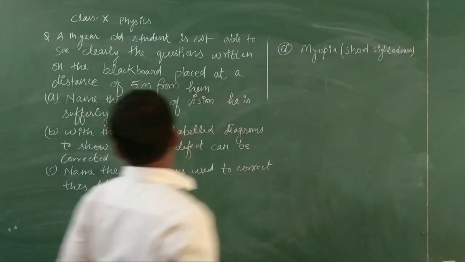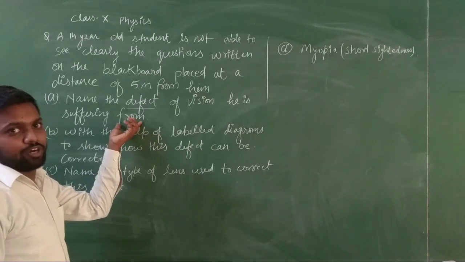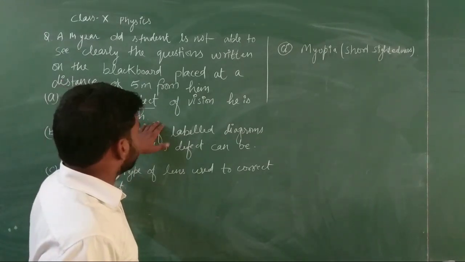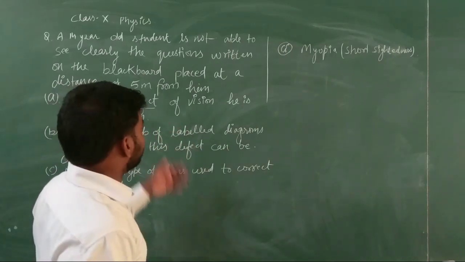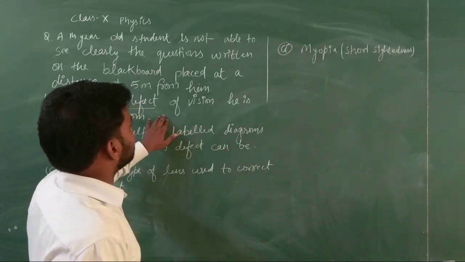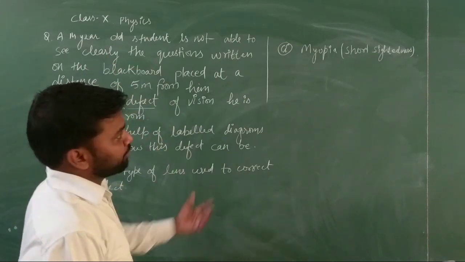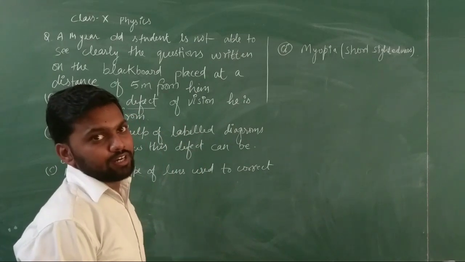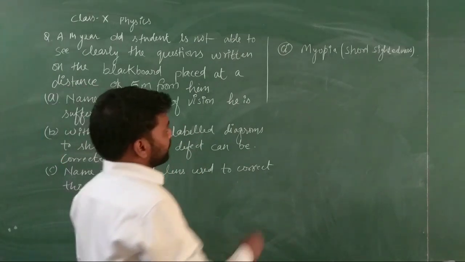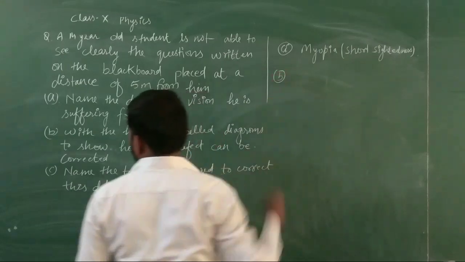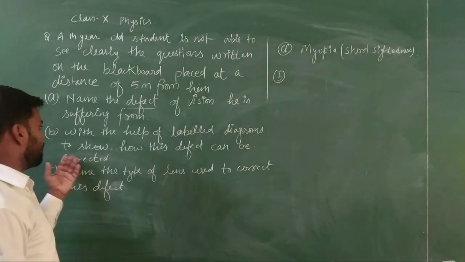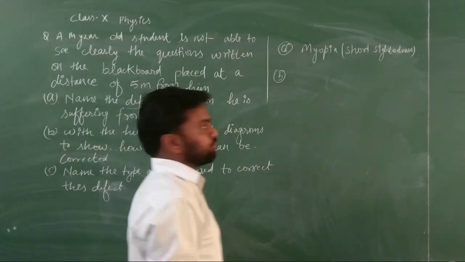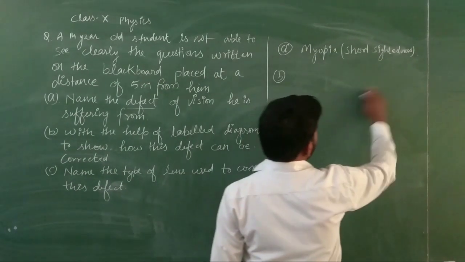We have already read the definition of myopia, that a person is not able to see the far away object, but he is able to see the nearby object. So in this case he is not able to see the written question on the board, but he can see his book clearly. Definitely he is suffering from myopia. So the next part is, with the help of a labelled diagram to show how this defect can be corrected. So first of all we need to show the defected eye. Definitely we will show it here.